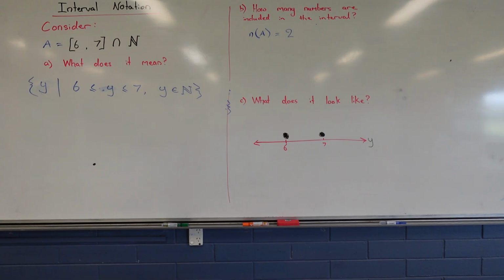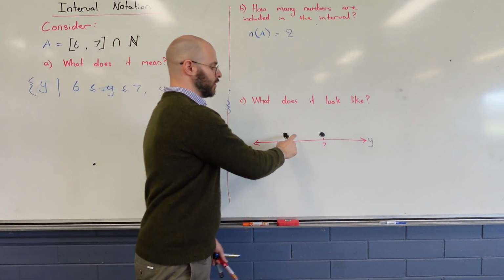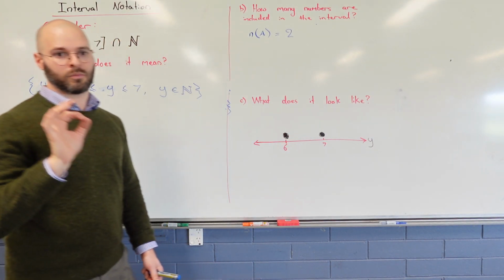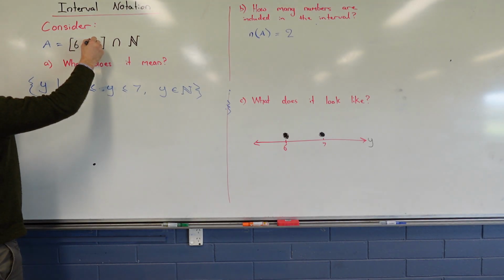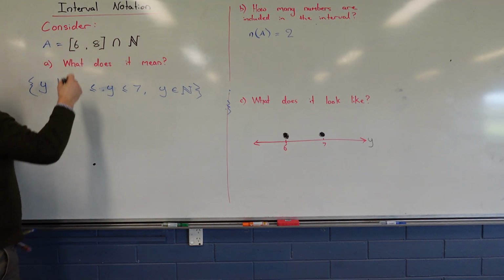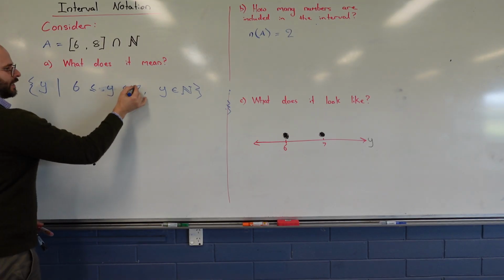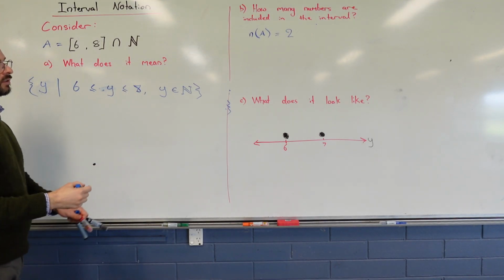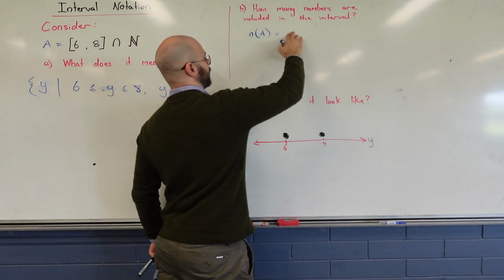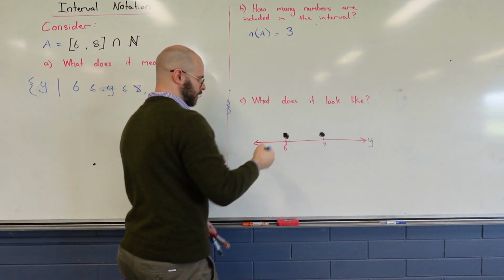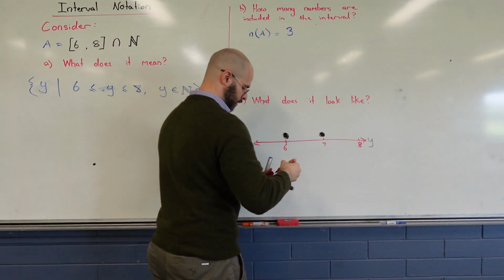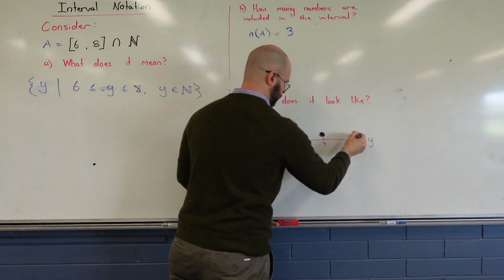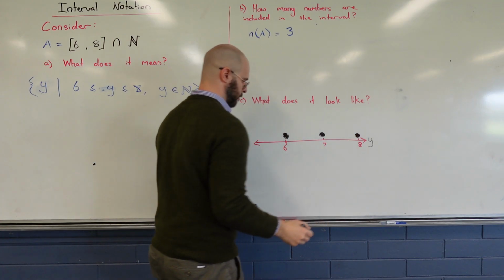So we don't draw the line in between because we're not including the values between. I'll modify this slightly. I'll change this to a 6, 7, 8. Consequently, there are 3 numbers in our set. Consequently, what do I need to put on the number line? Another dot, coloured in. So it's 6, 7 and 8.